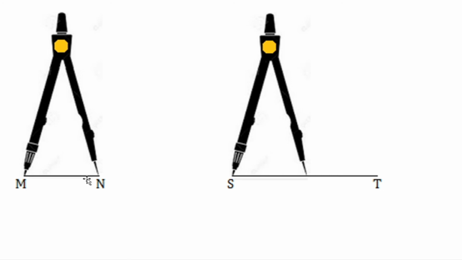Take for example in this case we have two line segments MN and ST. To measure MN, one end point of the divider is kept on the point M and the other end point of the divider is placed on point N. Now slowly remove it from this line segment and place it on the other line. Can you see ST? Here this point was N. That means line segment ST is more than line segment MN.